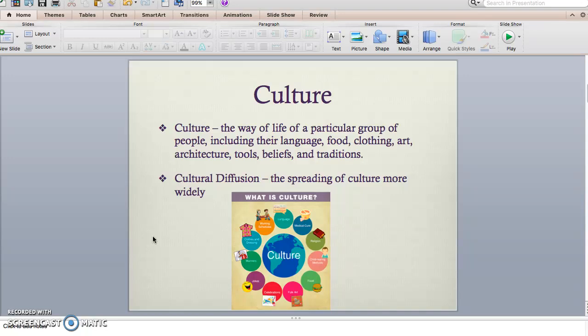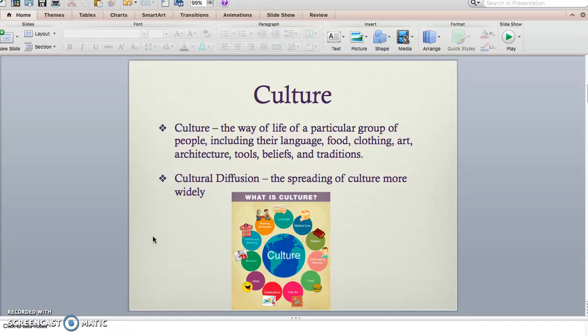All right, so what's cultural diffusion? Well, cultural diffusion is the spreading of culture more widely. So all this means is how different cultures spread, and that's what we're looking at. So maybe you know about cultural diffusion because your family's actually spread their culture. Maybe you've come from another state. Maybe you've come from another country. All right, and you're spreading your culture to Louisiana, or maybe your ancestors did it.